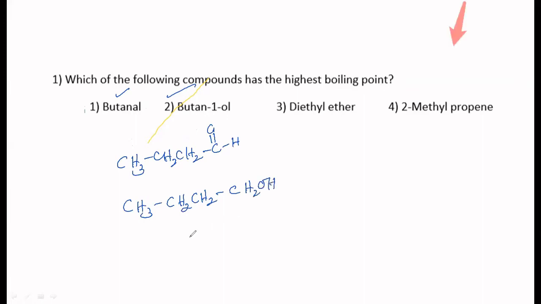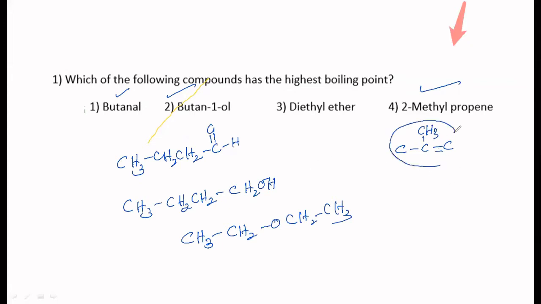Diethyl ether, so that will be CH3, CH2, O, CH2, CH3. This is the compound. Then 2-methylpropene, it will be like this. So this is 2-methylpropene. This is basically a hydrocarbon. It will have the least boiling point. So you can only compare these compounds.